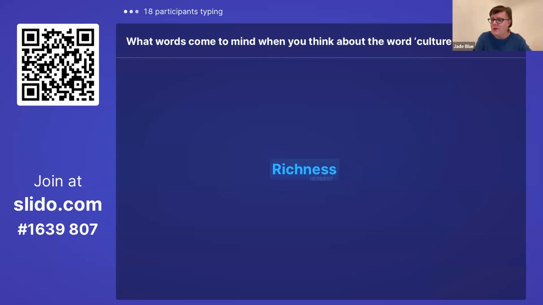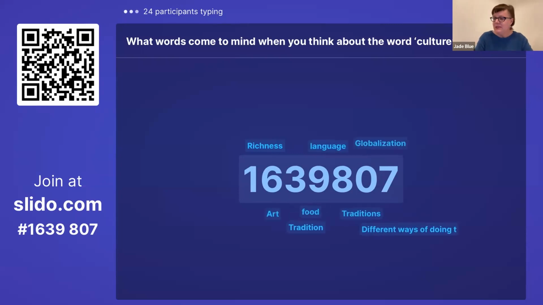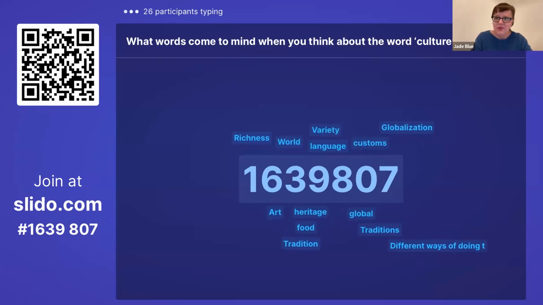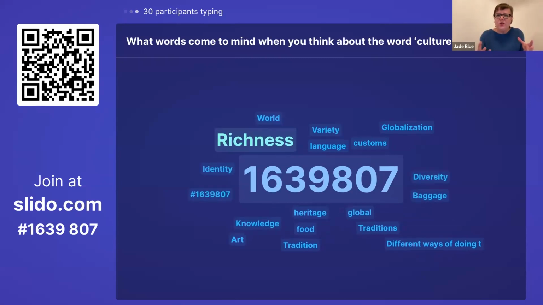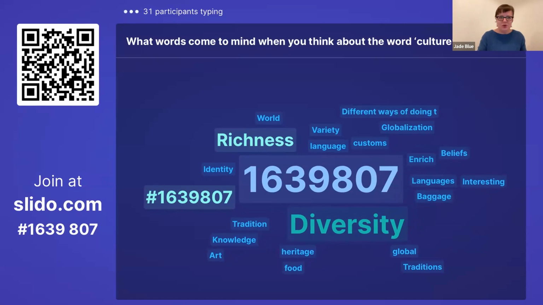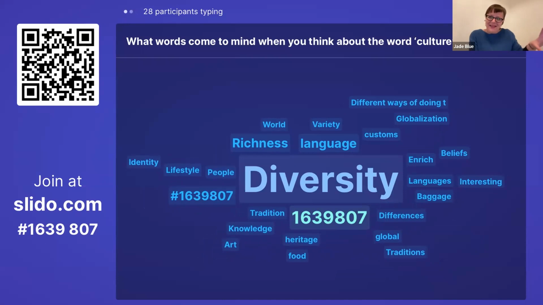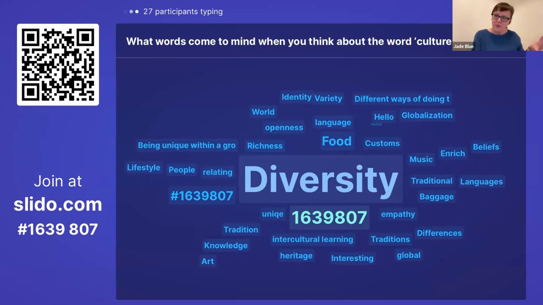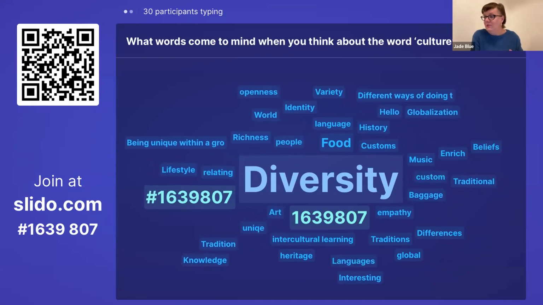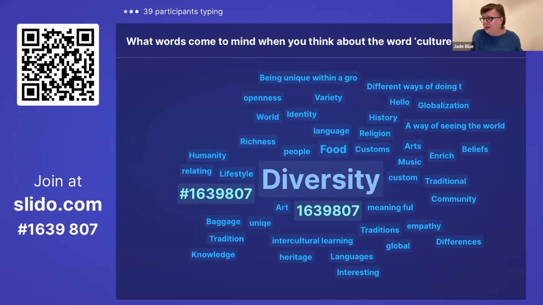And we've got some people typing already. We've got someone's written richness. So the code there is just to access the right Slido. So the answers for the questions are about what do you think of when you think about the word culture? And I can see that people are typing in the chat box as well. That's great. So lots of things coming up. And the biggest word you can see on the screen at the moment is diversity. That means the most number of people who are participating have written diversity. You can go back, you can write as many words as you like.